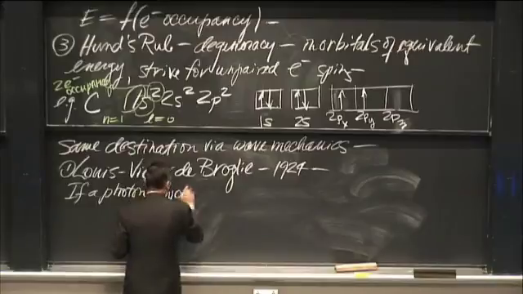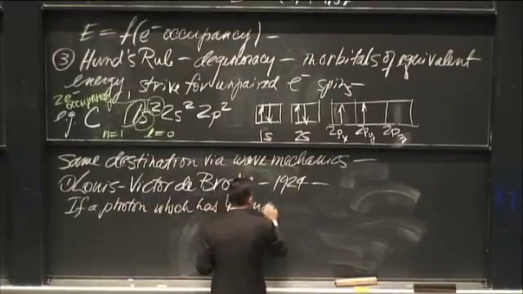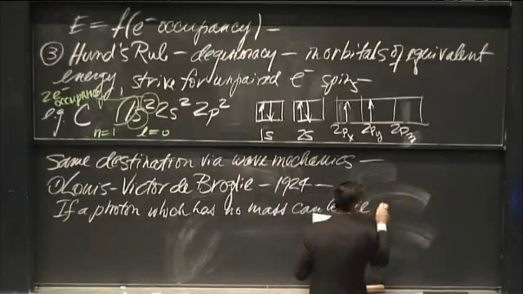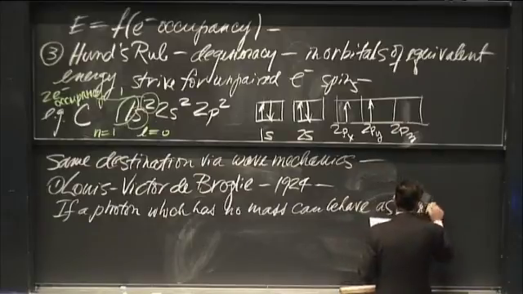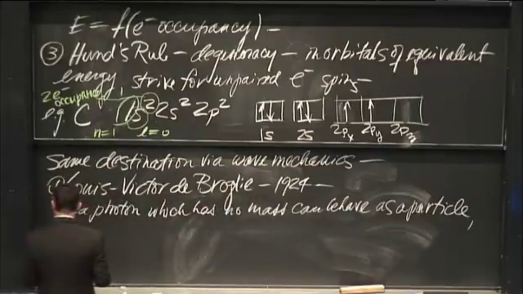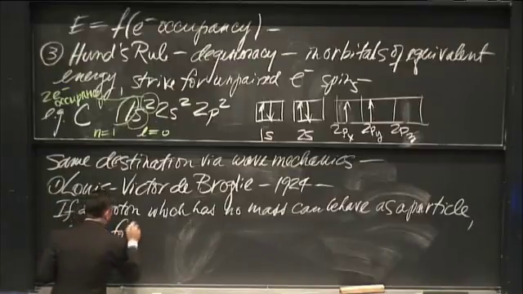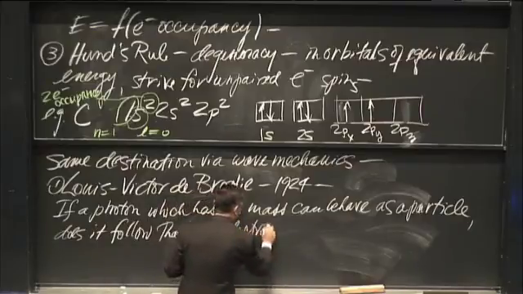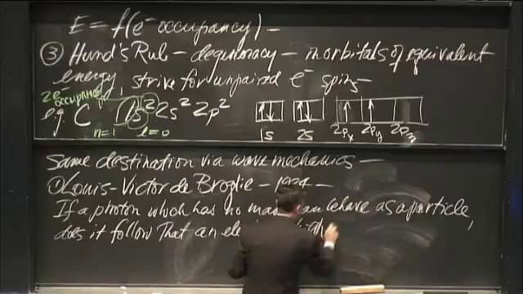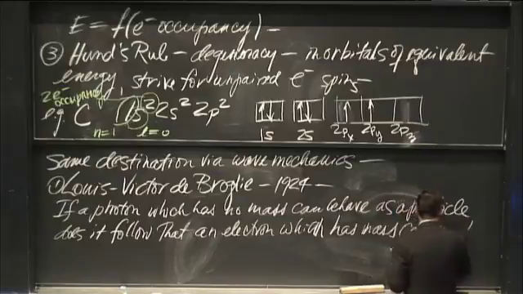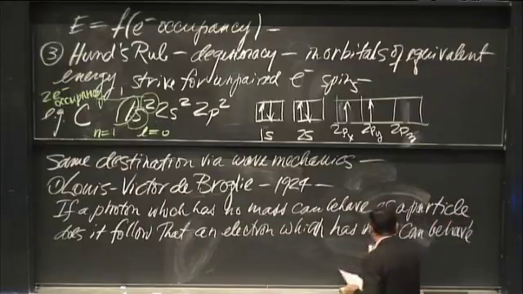which has no mass, can behave as a particle, or can be modeled as a particle. Behave really means so that the theoreticians can model it as a particle. Does it follow that an electron, which has mass, can behave as a wave? See, if you understand the question, then you understand the impact of the answer.